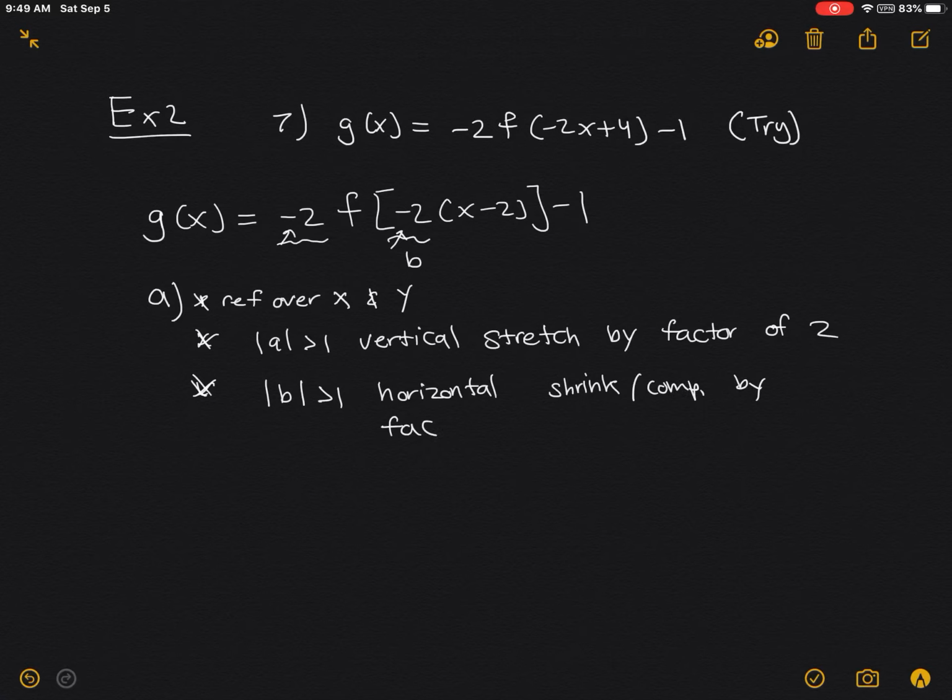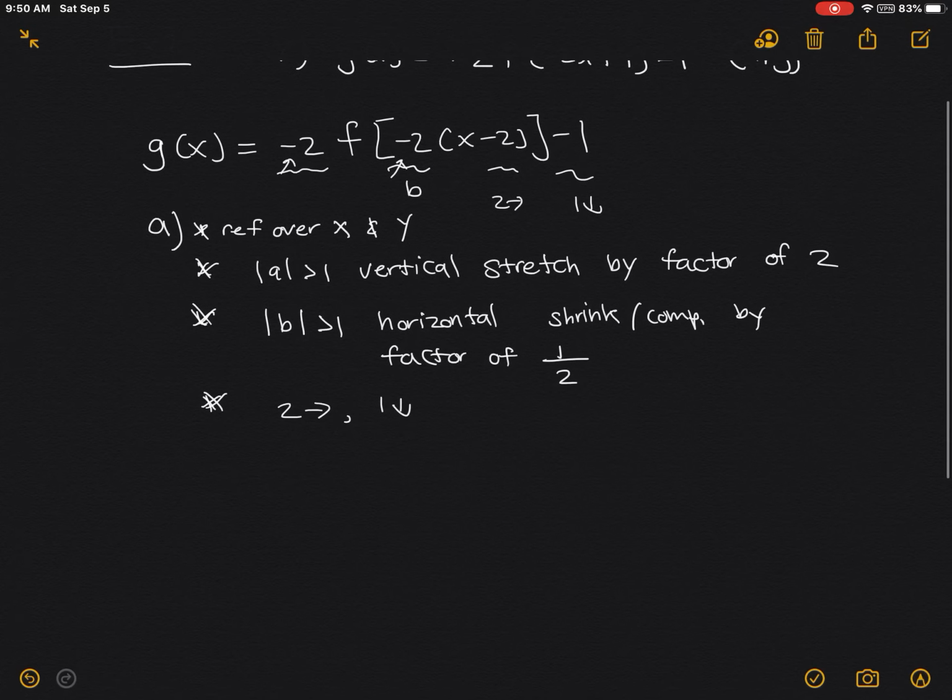By a factor, again, you don't say by a factor of 2. You say by a factor of 1 over the absolute value of b, so a factor of 1/2. Again, the horizontal one's always confusing. The wording is not a factor of b, it's a factor of 1 over b. And last but not least, it's 2 units to the right and then 1 unit down. Okay, so 2 units to the right, 1 unit down.